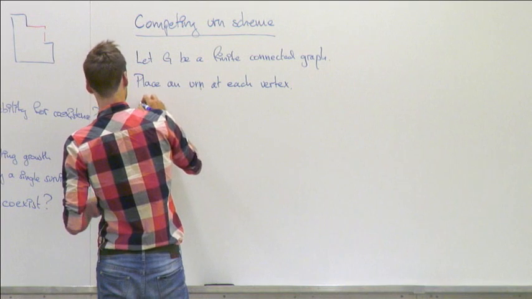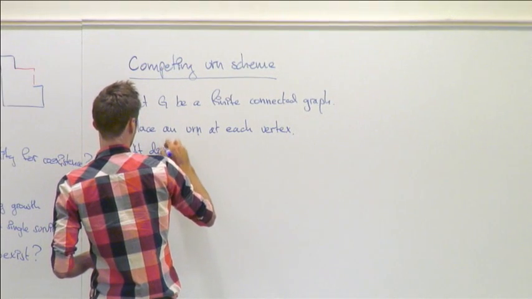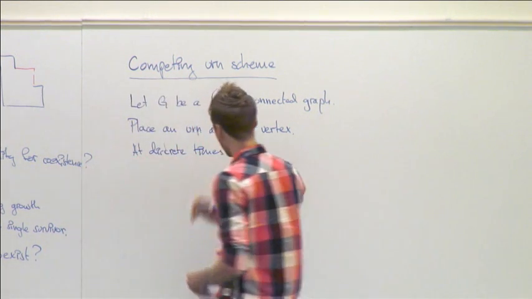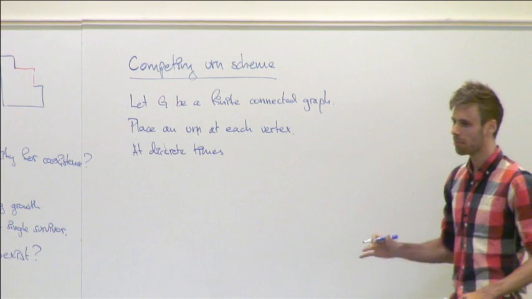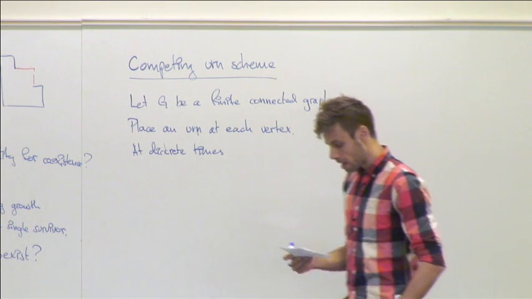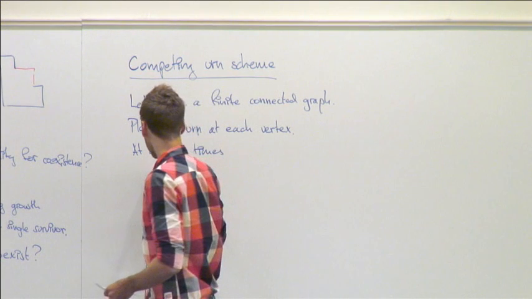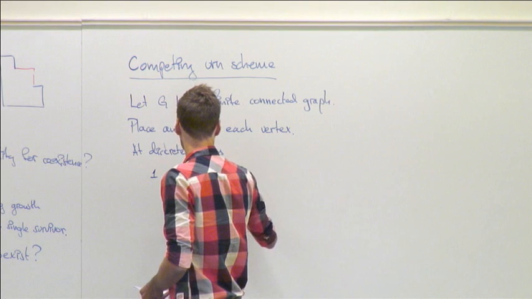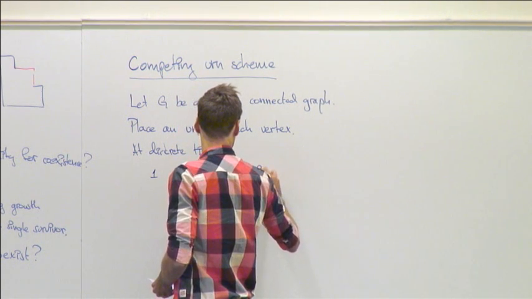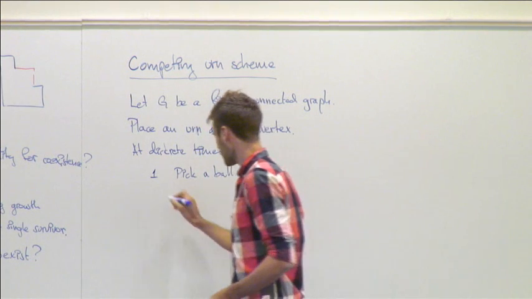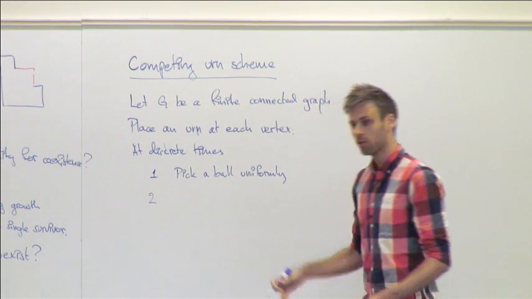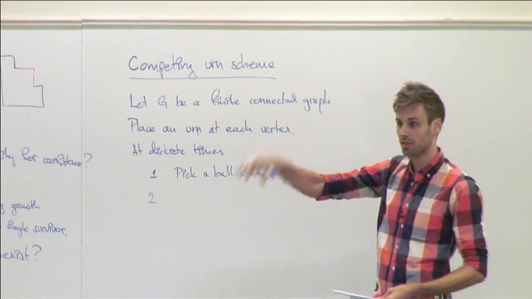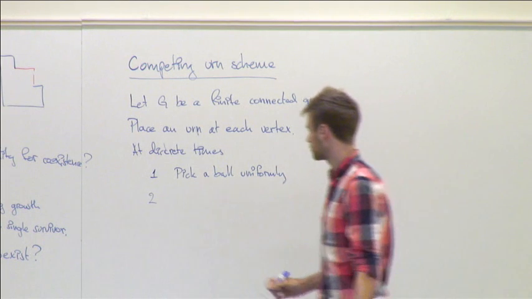So in this competing urn scheme here, what will happen is at discrete times, I will pick a ball uniformly among all balls in the system. Second, I will return the ball to where I took it, but I will also place a copy of that ball in each of its neighbors, each of the neighboring urns.